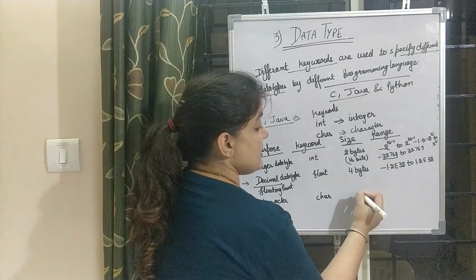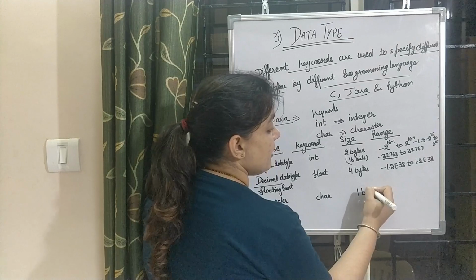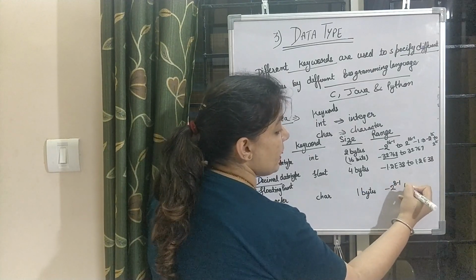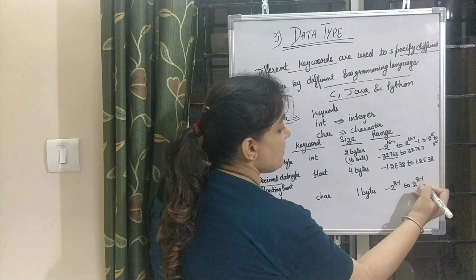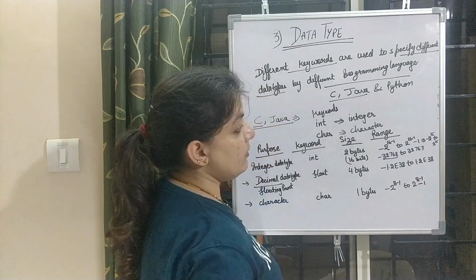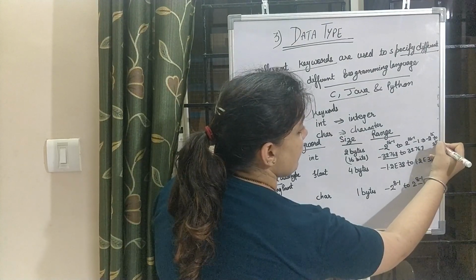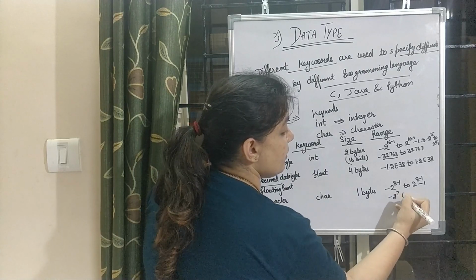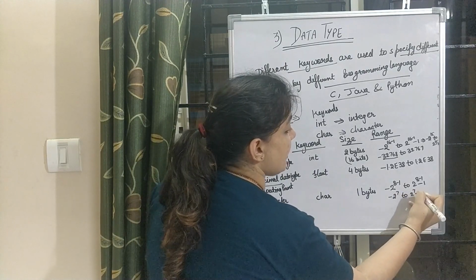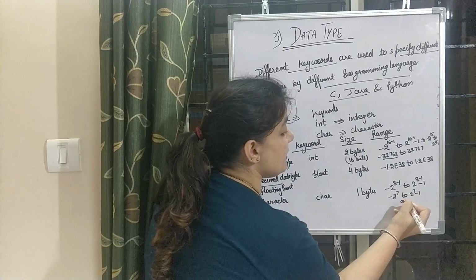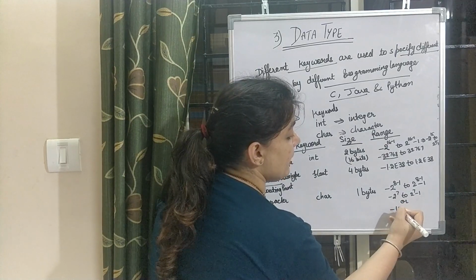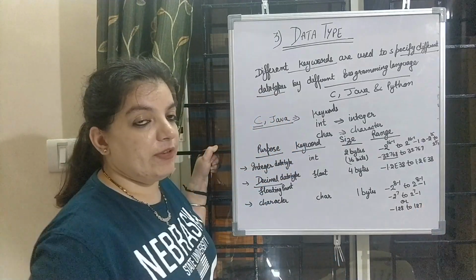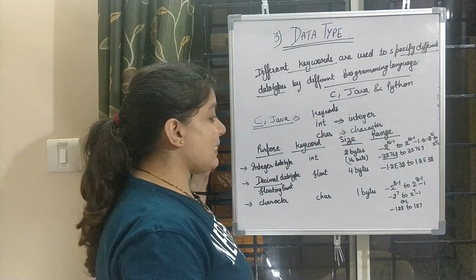Its size is 1 byte and its range is minus 2 raised to power 8 minus 1 to 2 raised to power 8 minus 1 minus 1, or you can say minus 2 raised to power 7 to 2 raised to power 7 minus 1, or it can be written as minus 128 to 127.